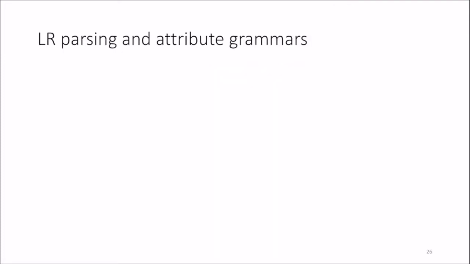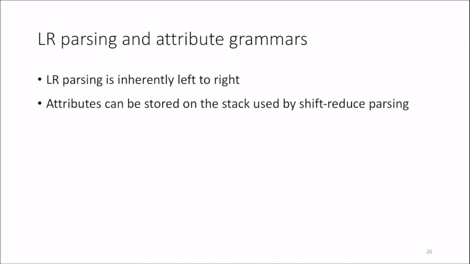Let's look into some details of how we can calculate the attributes in an attribute grammar when we're doing LR parsing. LR parsing, as we know, is inherently left to right. We're always shifting and reducing, and so processing is inherently going from left to right. While we're doing LR parsing, we can store the attributes on the stack. Whenever we do either shift or reduce, we're going to manipulate it. You can think of it as a separate stack or the same stack as we use for parsing, but essentially we can push attributes and pop attributes from the stack, do some computation, and then push a new value back on the stack.